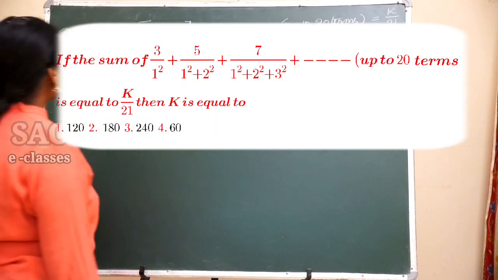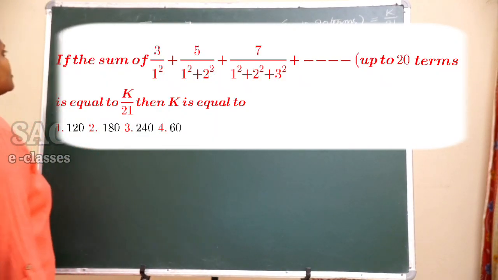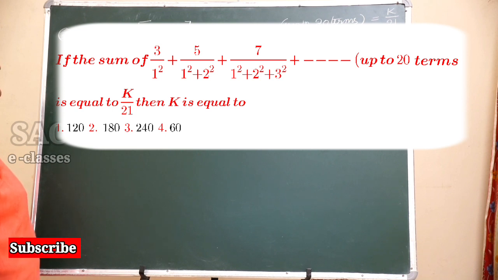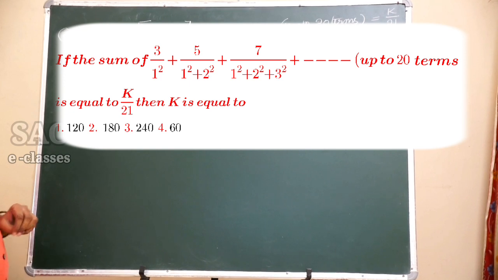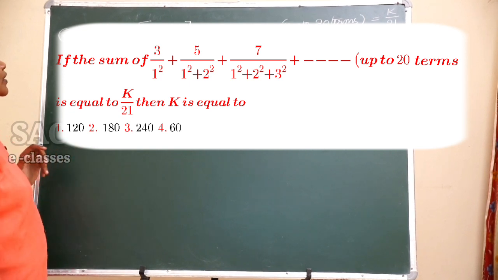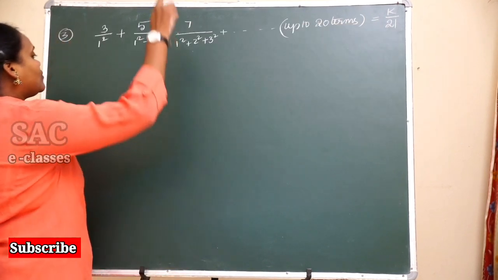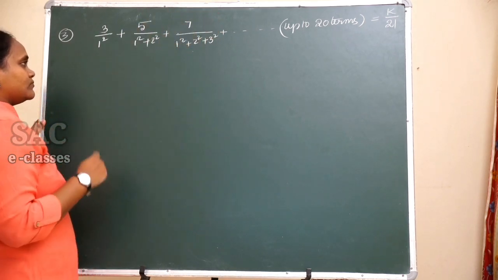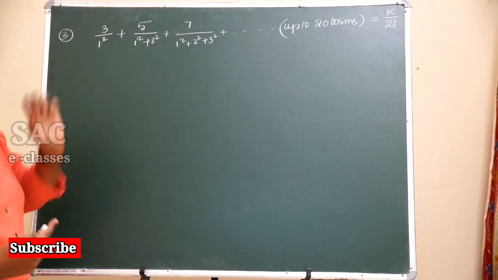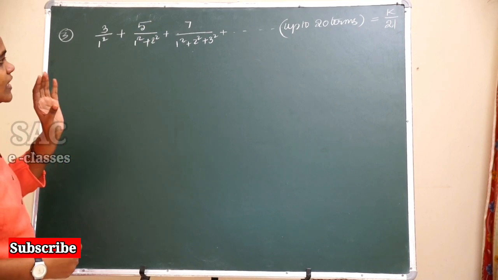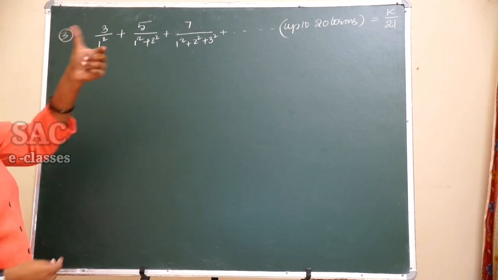Now we are in the third problem. See this third problem: 3 by 1 square plus 5 by 1 square plus 2 square plus 7 by 1 square plus 2 square plus 3 square, and so on until 20 terms, which is equal to k by 21. What is the value of k? First of all, try to get the nth term and then find its general structure. Then try to understand the logic behind it.